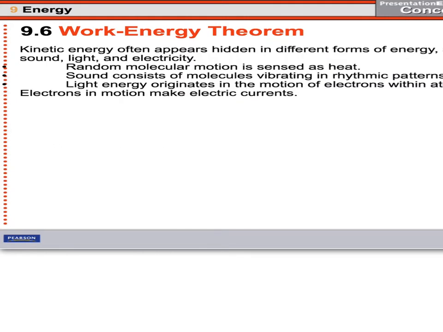Kinetic energy often appears hidden in different forms of energy, such as heat, sound, light, and electricity. Random molecular motion is sensed as heat. Sound consists of molecules vibrating in rhythmic patterns. Light energy originates in the motion of electrons within atoms. Electrons in motion make electric currents. These are all different types of kinetic energy. We're not going to get into all of them right now, but we will discuss them later on in the year.